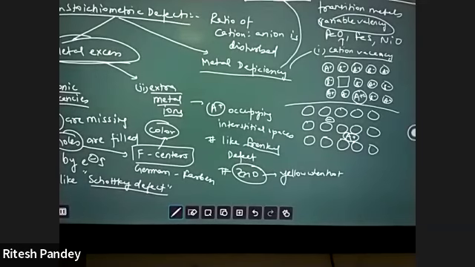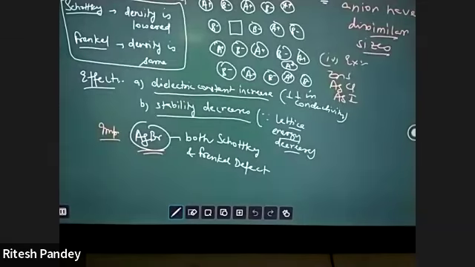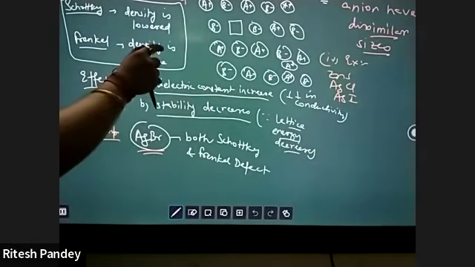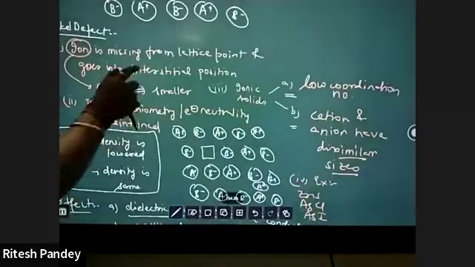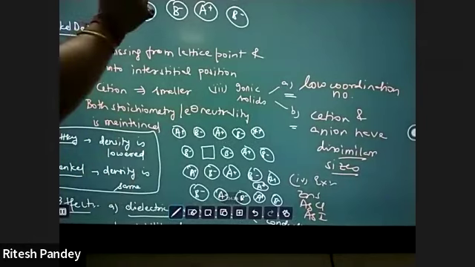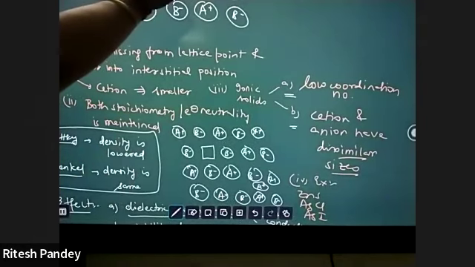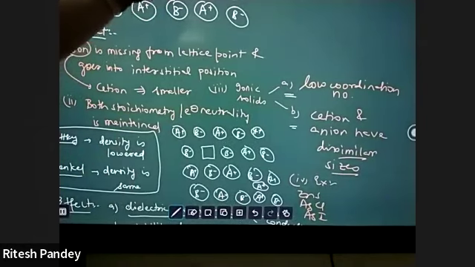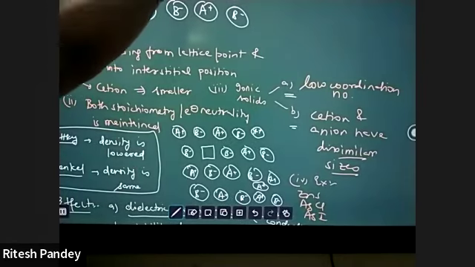Yes, sir. I go back to the previous page. Stoichiometric, Schottky, equal number of ions are missing. मतलब यहाँ से B माइनस गया तो यहाँ से A प्लस गया. ये आयंस मिसिंग होता है अगर कोऑर्डिनेशन नंबर ज्यादा होता है और साइजेस सिमिलर होते हैं.